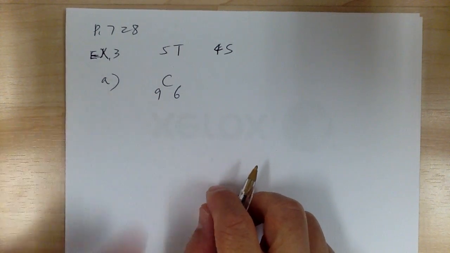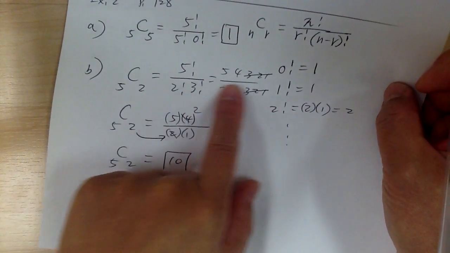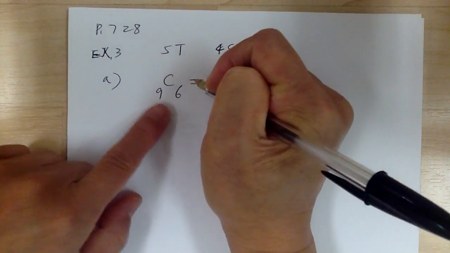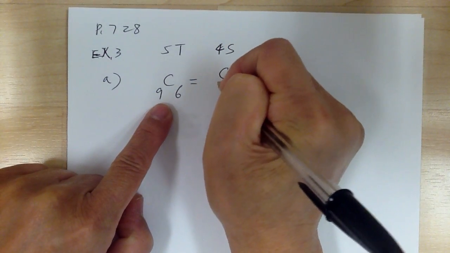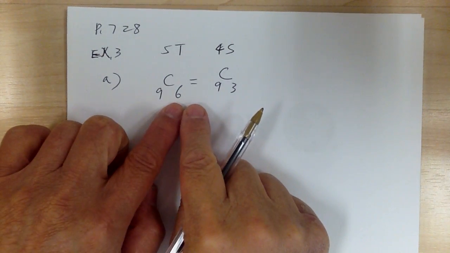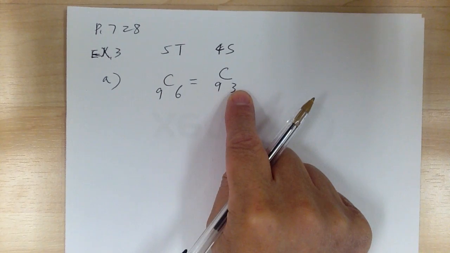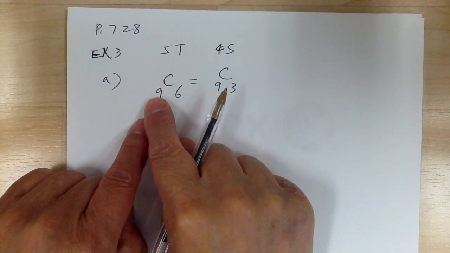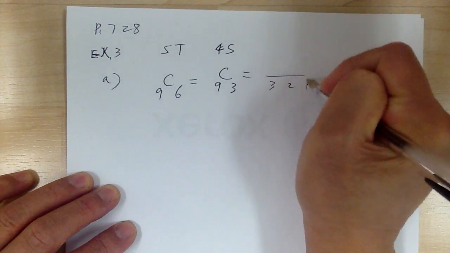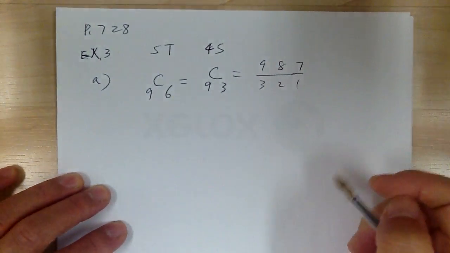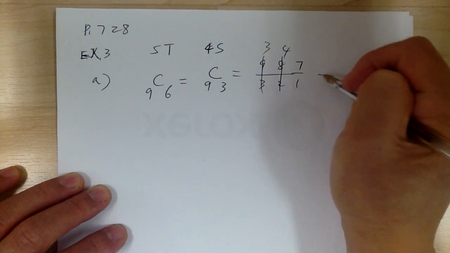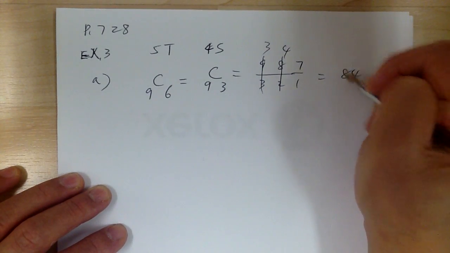Now, because of the factorial, what happens is that this will equal the difference. So this is the same as 9C3, because choosing 6 is the same as not choosing 3. So you can see that the difference, 9 minus 6, will give you 3. This would be easier to evaluate because this is equal to 9, 8, 7 over 3, 2, 1. And you can just go and cancel, and then this will equal 12 times 7, which gives you 84.